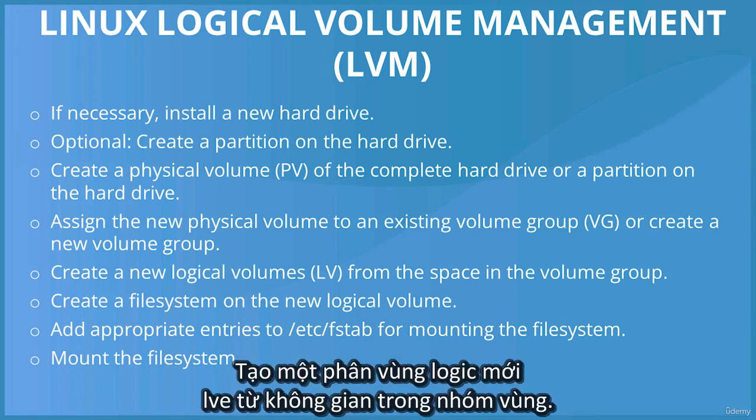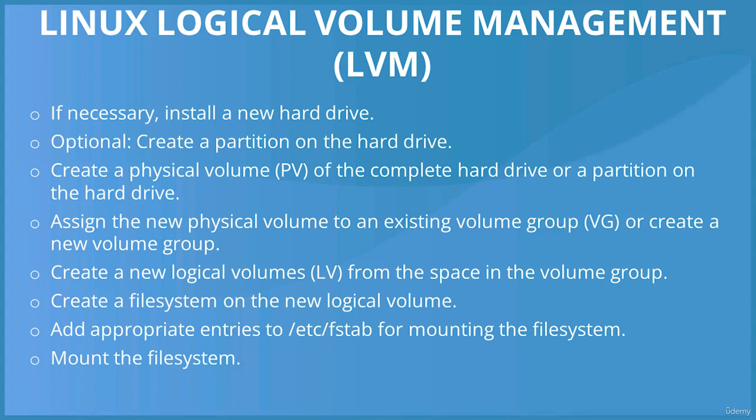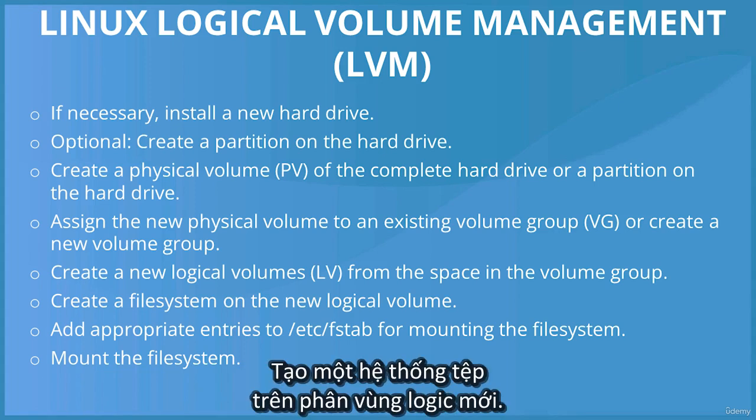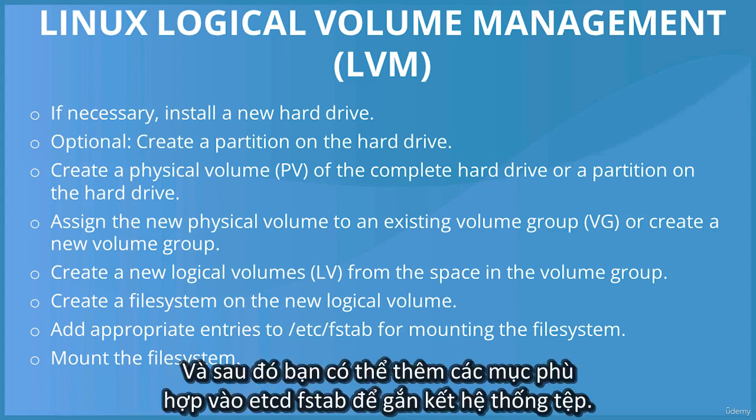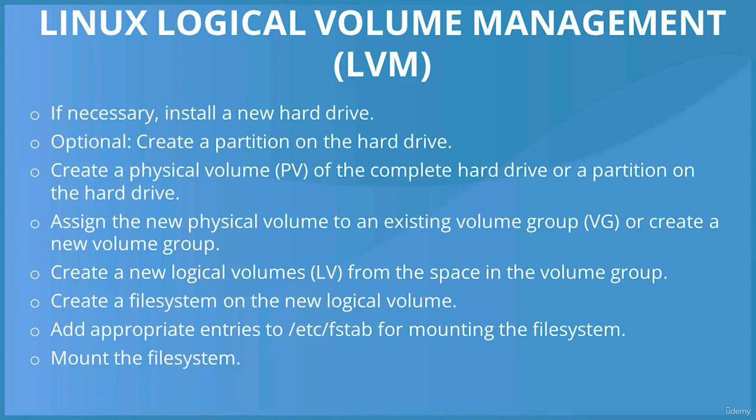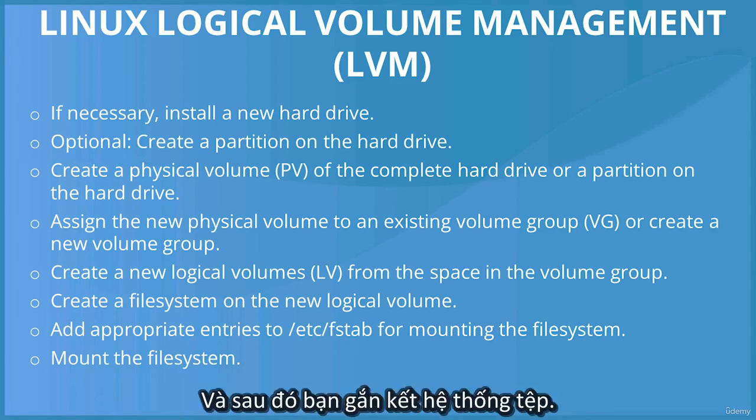Create a new logical volume, LV, from the space in the volume group. Create a file system on the new logical volume. And then you can add appropriate entries to the /etc/fstab for mounting the file system. And then you mount the file system.